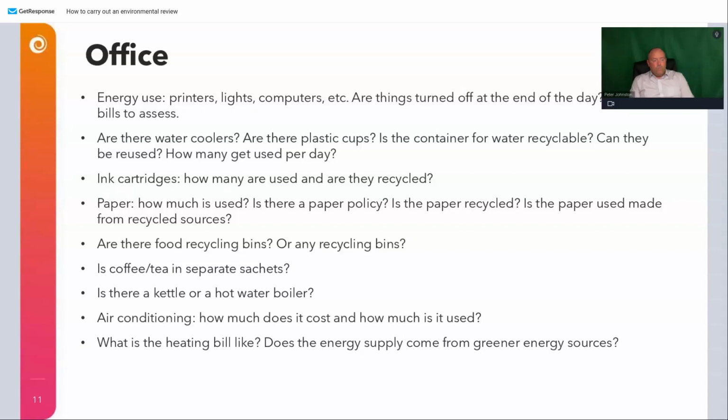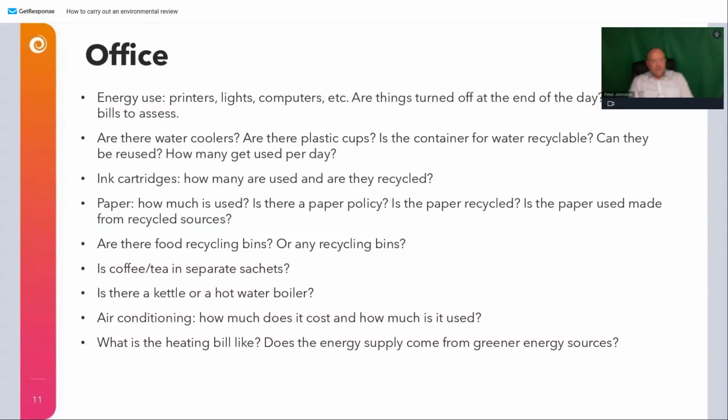Water coolers. Water coolers have been a massive thing for years, and we've seen these trucks driving around delivering the 25-litre or 30-litre water bottles that sit on top of them. So when you start to think about your environmental review, could we swap our water cooler for one that's plumbed in, that doesn't need somebody to drive every week and deliver these large plastic bottles? Do we have plastic cups? Could we change the plastic cups and consider cardboard or paper versions? Or even better, give people water flasks that they can refill themselves.